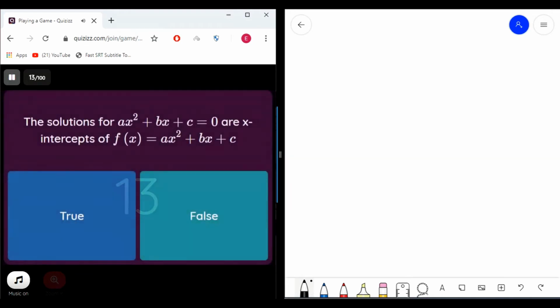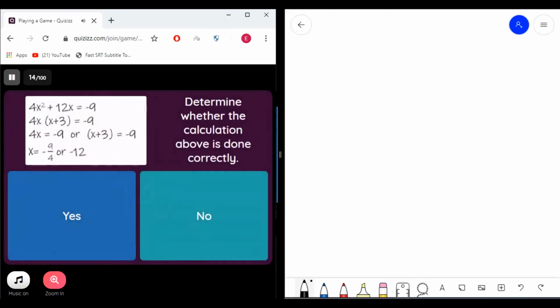Number 13. The solutions for ax squared plus bx plus c equals 0 are x-intercepts of fx equals ax squared plus bx plus c. This statement is actually true. You can try it out on a graph. As long as your A, B, C are the same, then you will get the same answer. You guys can check out my quadratic equation series. Alright, the statement is true.